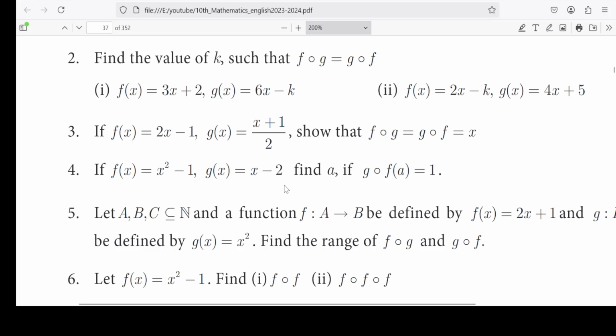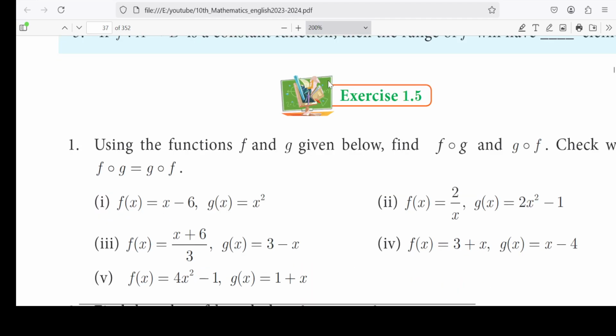In this class, we'll be learning the third problem from exercise 1.5. Third problem.